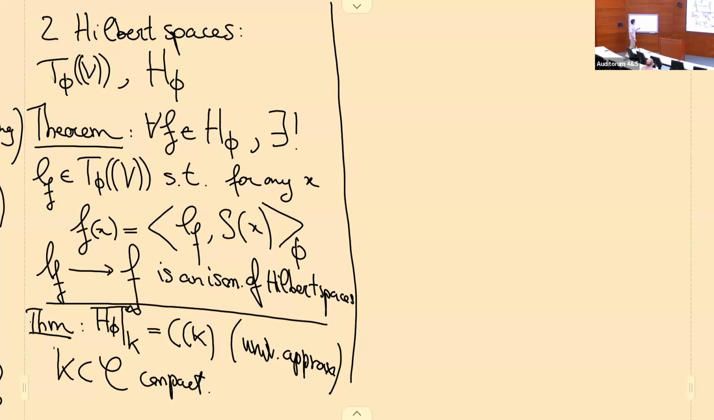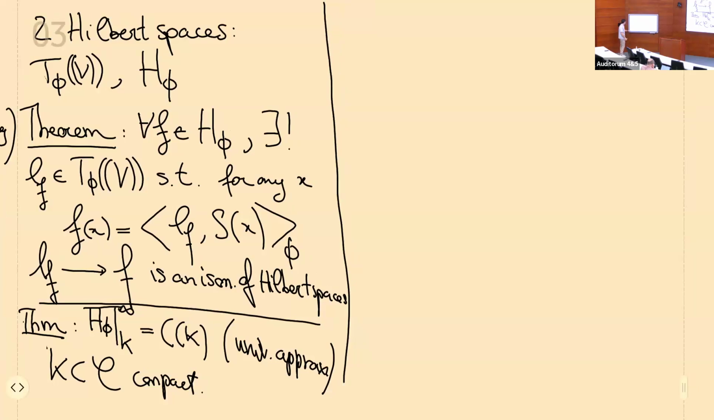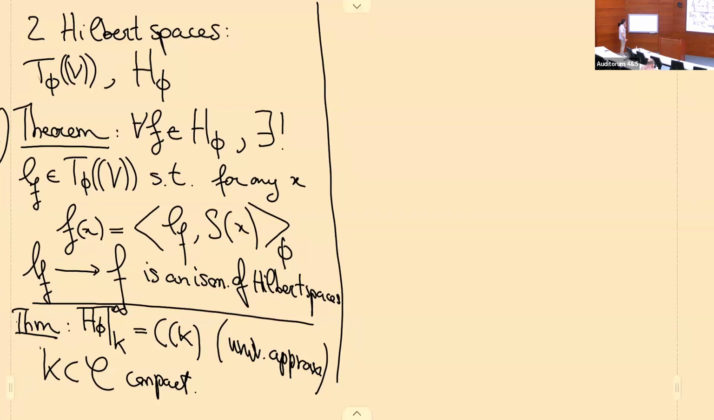Understanding how the different RKHSs with different choices of phi interact with each other, which is smaller, which is bigger, what one contains that the other doesn't, is an open question. I think it's quite a cool area to work on.